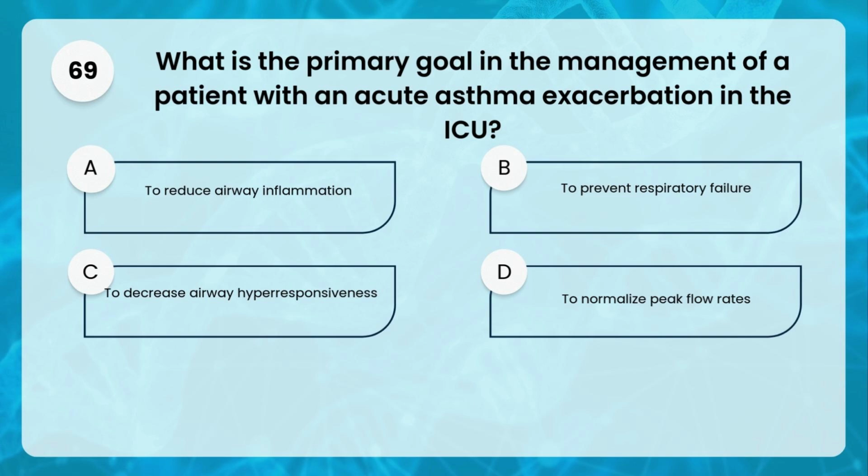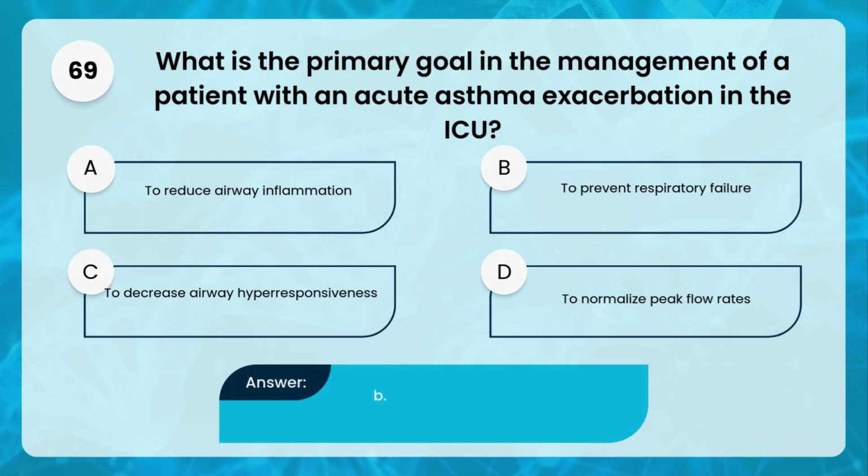Number 69. What is the primary goal in management of a patient with acute asthma exacerbation in the ICU? A. To reduce airway inflammation. B. To prevent respiratory failure. C. To decrease airway hyperresponsiveness. Or D. To normalize peak flow rates. The answer is B. To prevent respiratory failure.